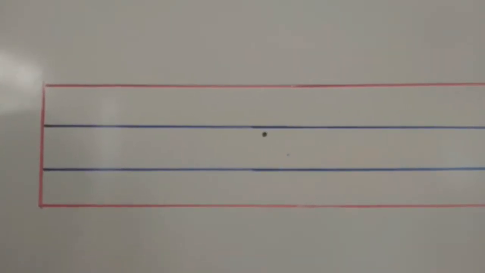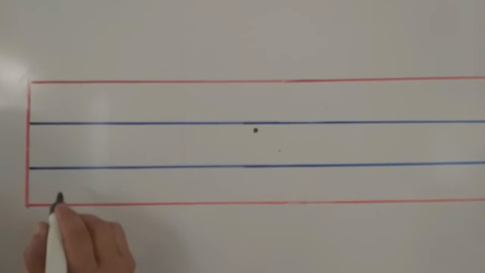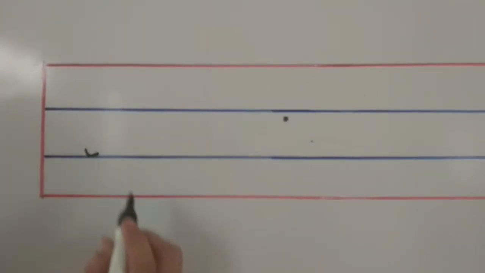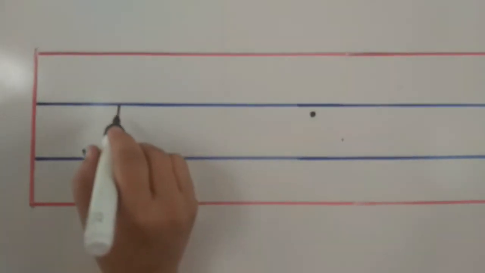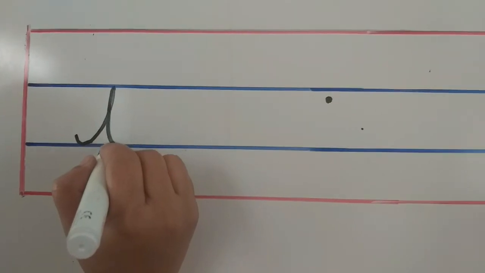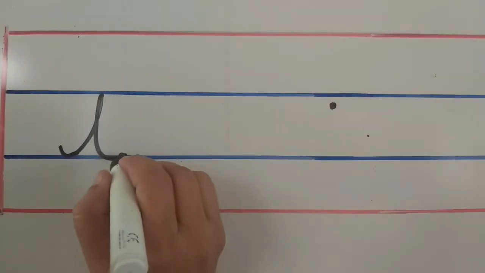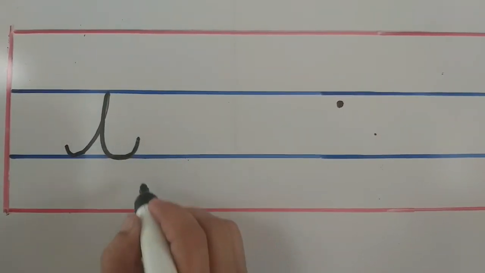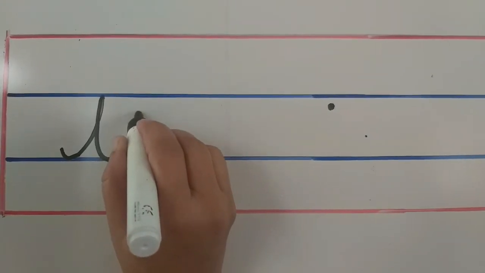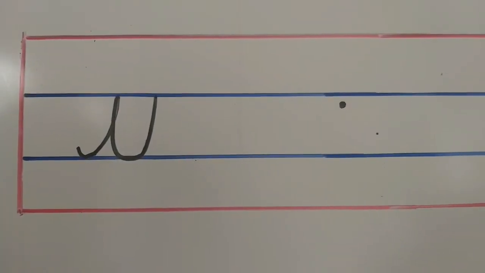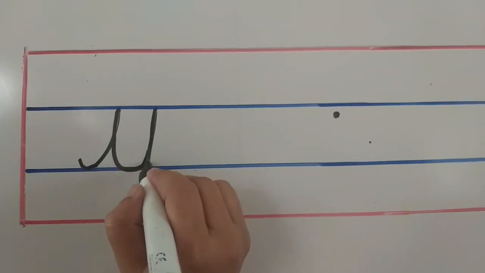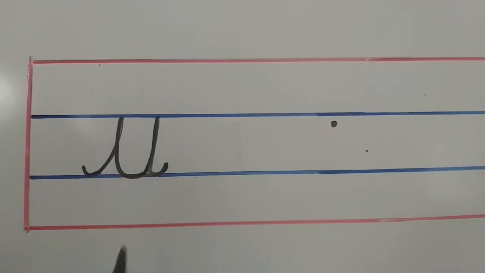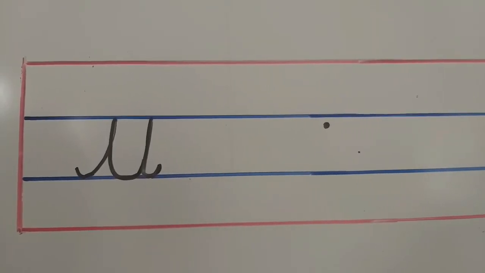T after which letter comes, children? T after U. Shall we write? Take a small curve. Go up to the second blue line. Up, children. Okay. Now come down to the third blue line. You have to make a half curve here like that. Now again go up to the second blue line. Again come down to the third blue line and make a small curve. This is small cursive U.